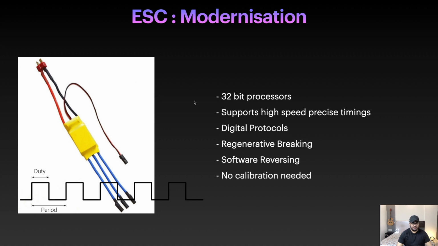And I already mentioned that they support high-speed precise timing, so they support protocols like DShot1200 or MultiShot. These are very high speed. And of course, digital protocols are the way to go. Because if we are sending an analog signal like this, which is a PWM signal, the ESC needs to do calculations based on the on time and the off time, and then calculate how much RPM is being requested. And this takes a lot of time.